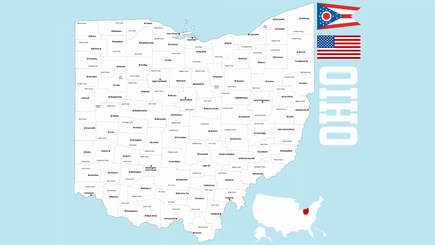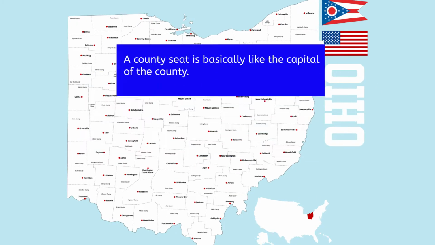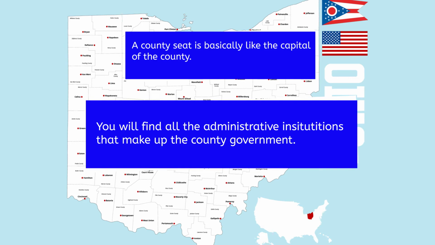Typically, each county has a county seat. A county seat is basically like the capital of the county. In the county seat, you will find all the administrative institutions that make up the county's government.